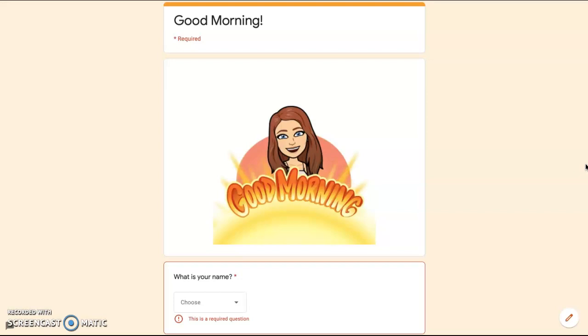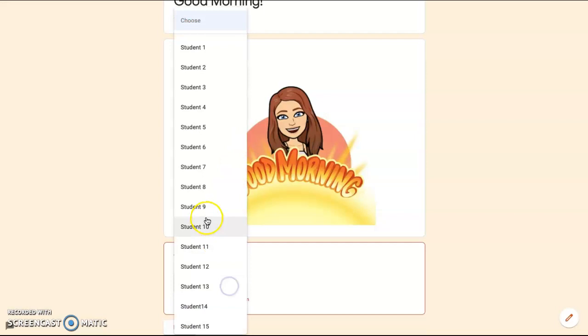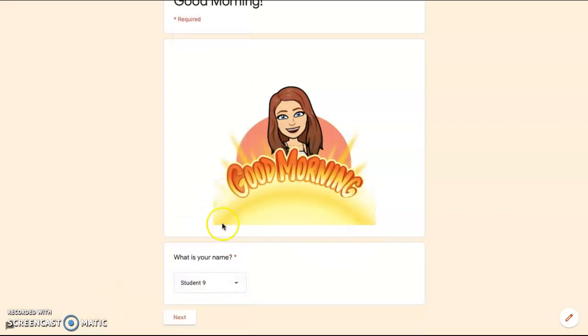So one way that this can be done is through a Google form. So in classrooms that have access to computers, tablets, and iPads, students will come in every morning and scan a QR code. With this QR code, it will take them to this Google form. Then the student will be able to choose their name. This will be their form of attendance.